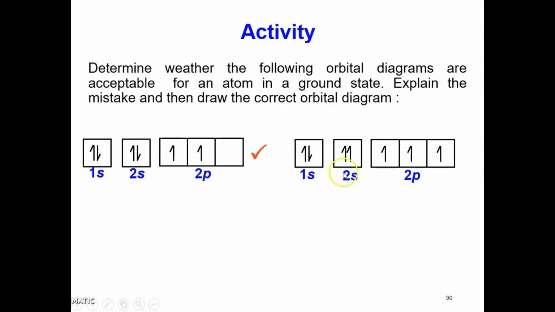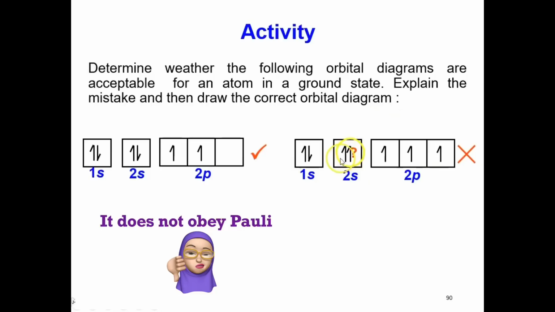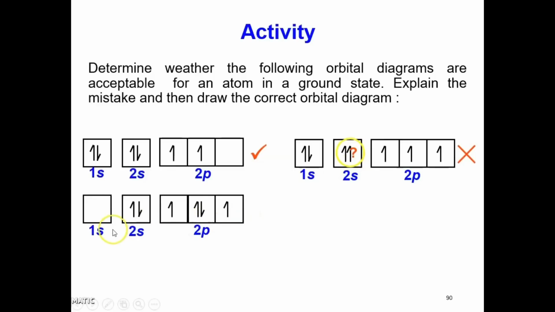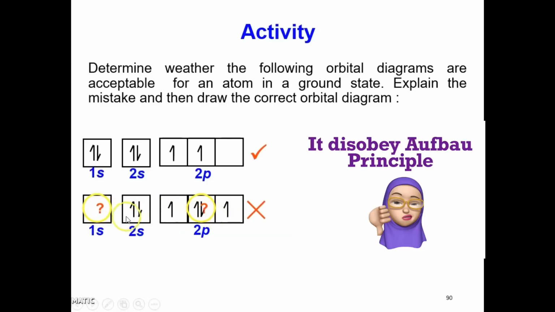Now the second orbital diagram. We have 1s2, 2s2, and 2p3. This orbital diagram is not acceptable because if you take a look at the 2 electrons in the s orbital, this arrangement disobeys the Pauli exclusion principle, because no 2 electrons can have the same set of quantum numbers. The third orbital diagram, we have 2s2, 2p4. This is not accepted because the first orbital, which is the lowest energy orbital, 1s, must be filled first before the electrons are filled in the higher energy orbitals. So this diagram disobeys the Aufbau principle.